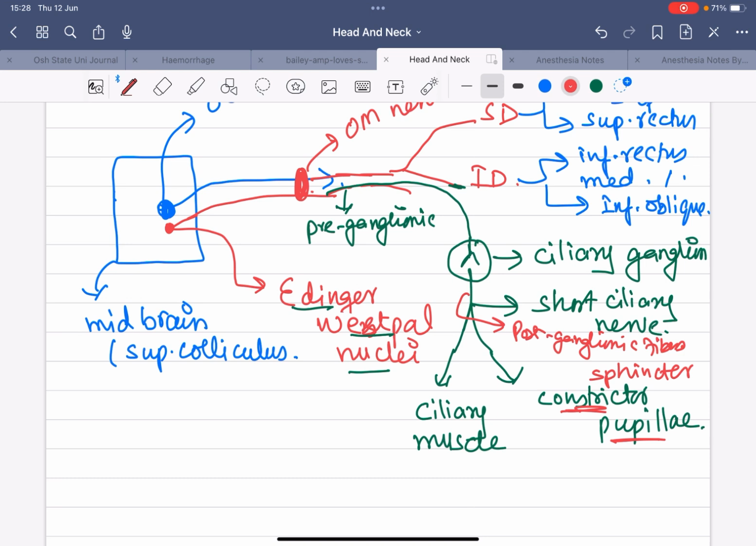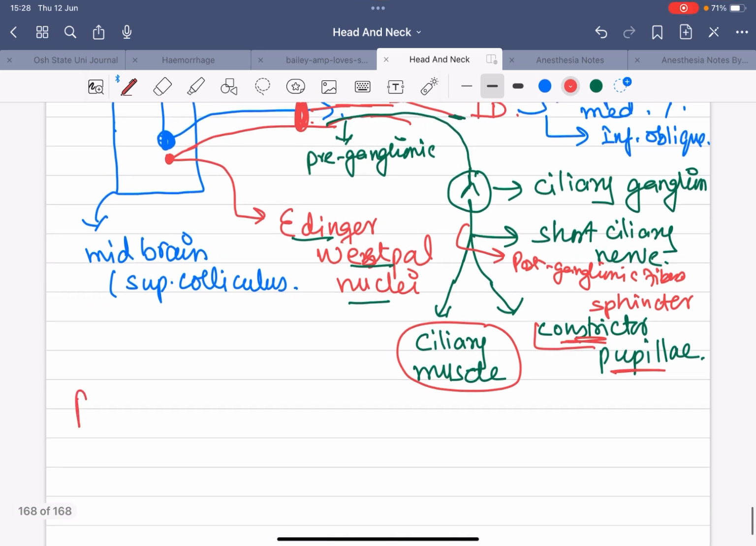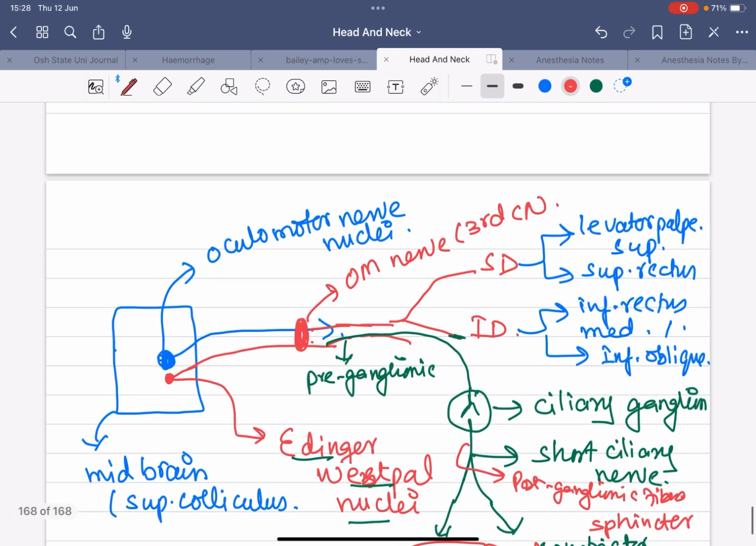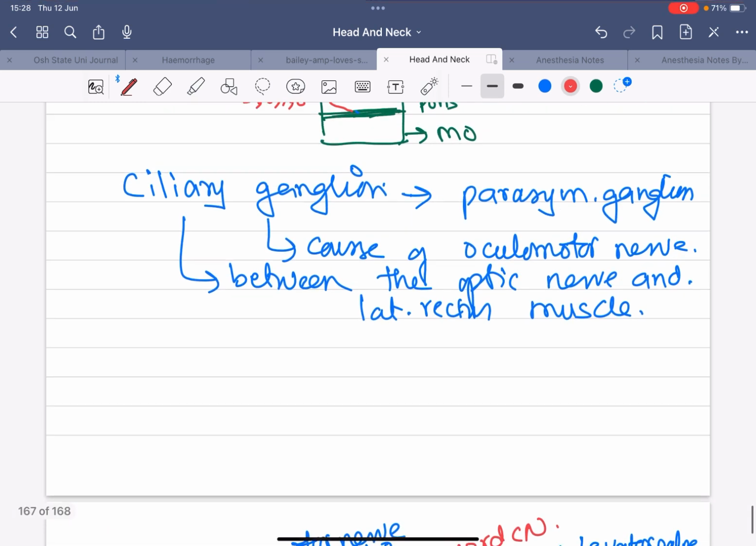But please remember one more point here, that some sympathetic fibers are also going. So what are the sympathetic fibers? These are the parasympathetic fibers to the ciliary muscle and the sphincter pupillae muscle. These are your parasympathetic fibers, because the ciliary ganglion is your parasympathetic ganglion.